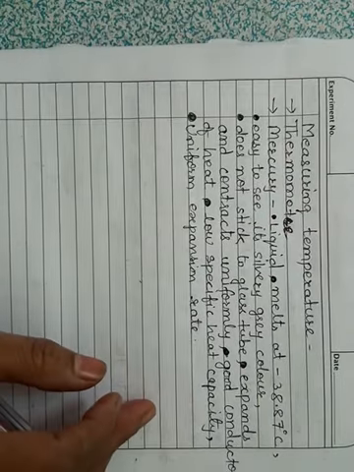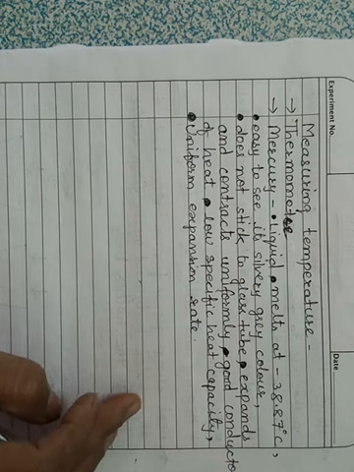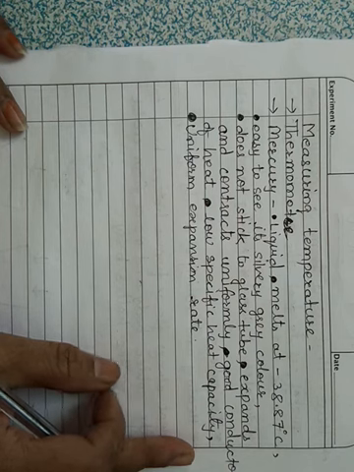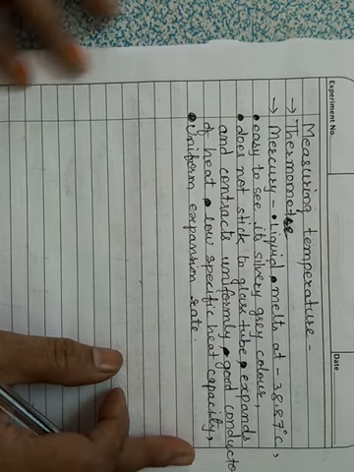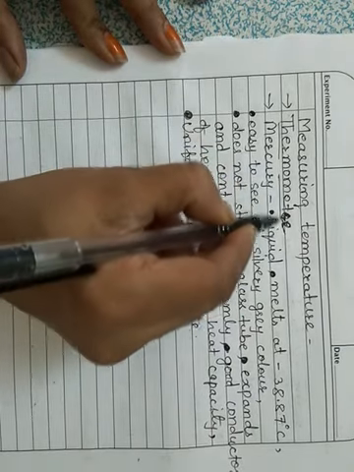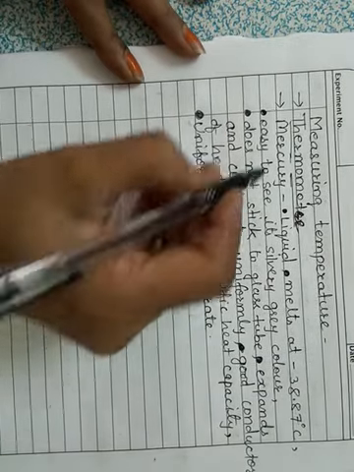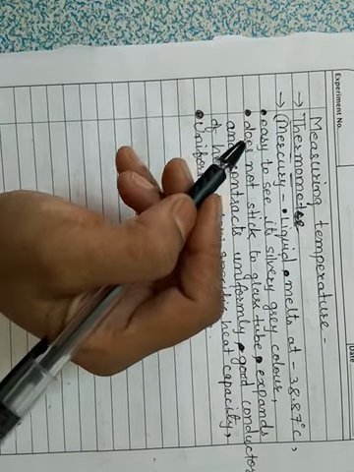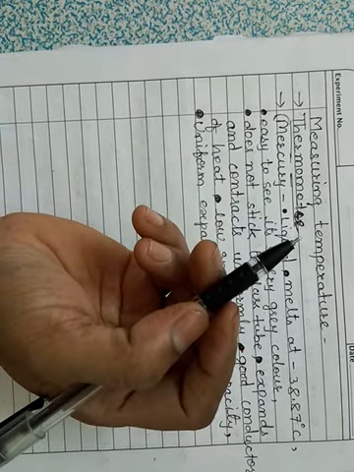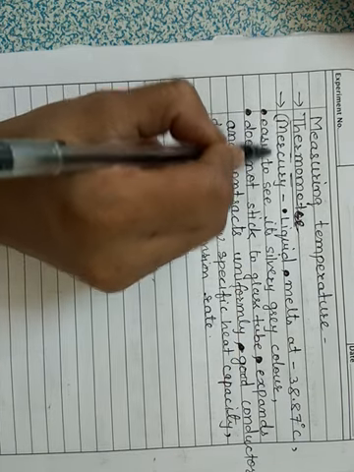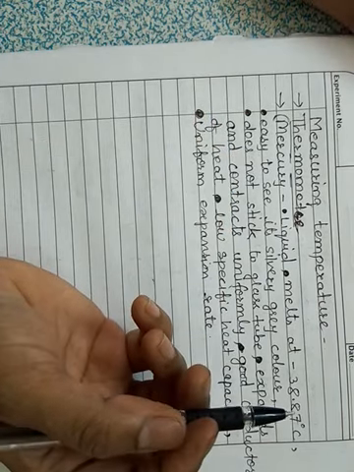Now, thermometer is a Greek word and it is derived from two words, thermo and meter. Thermo means heat and meter means to measure. So we use this thermometer to measure the temperature. Now we will see the construction, or how a thermometer looks, and why the material used in it, mercury, is used in that thermometer. That we will also discuss.